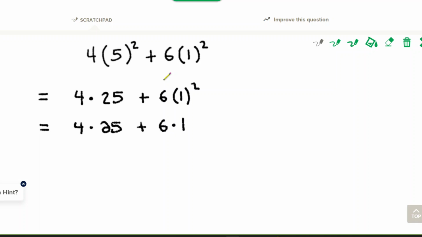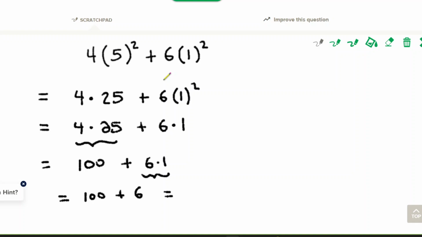All right, so I've evaluated my exponents. Now I move to multiplication and division from left to right. From left to right, the first multiplication I see is 4 times 25. That would be 100. Then the next multiplication or division I see is this 6 times 1. So I have 100 plus, 6 times 1 is 6.